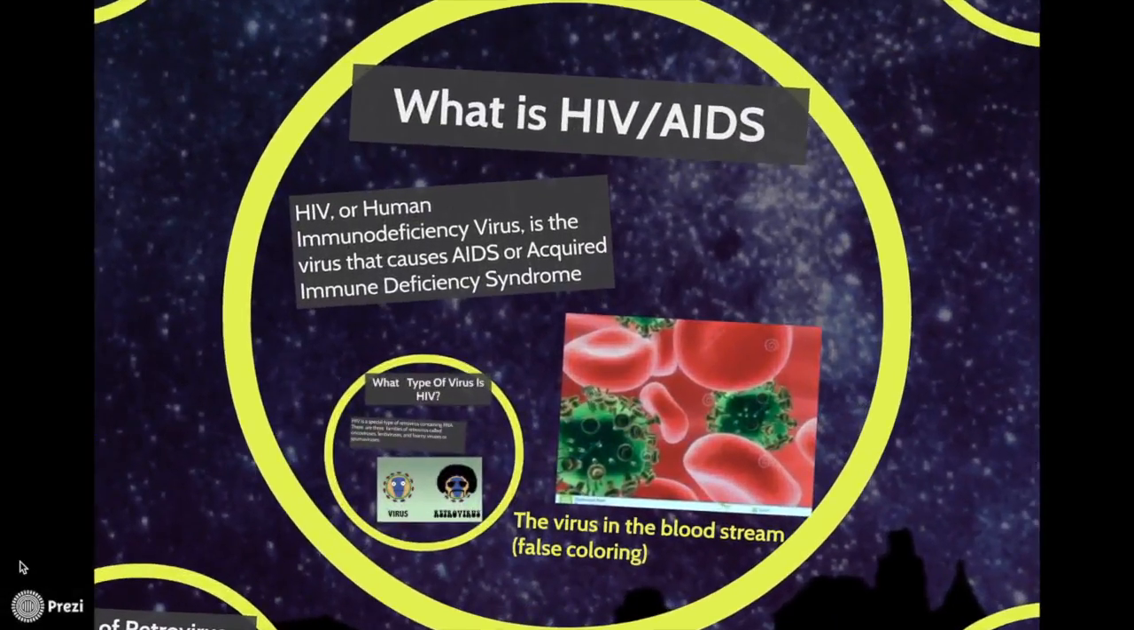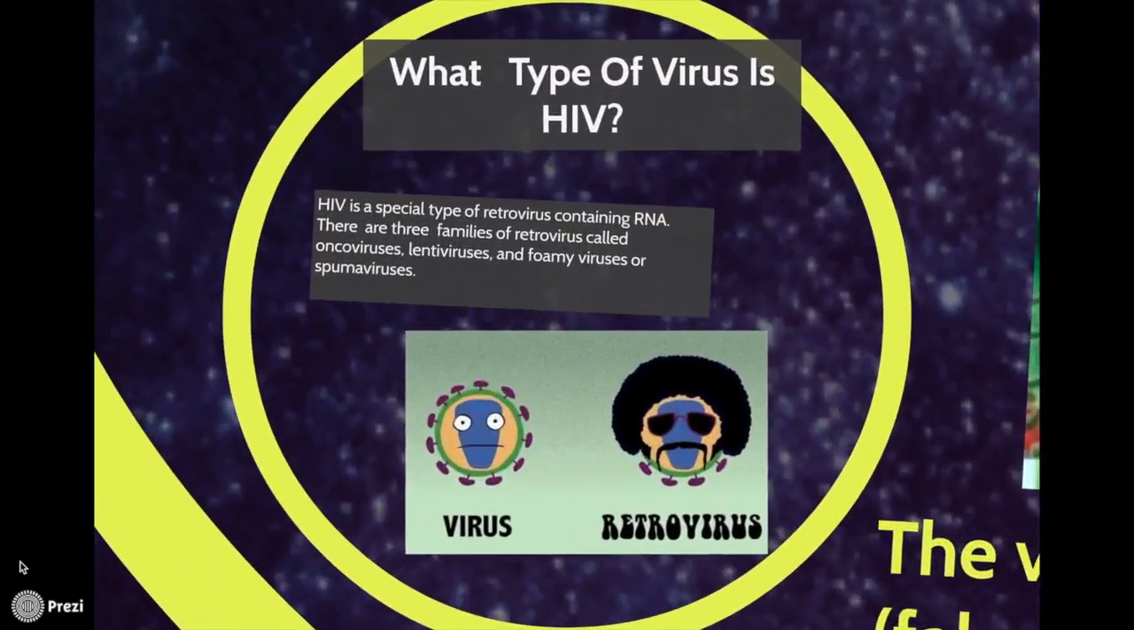What is HIV/AIDS? HIV, or human immunodeficiency virus, is a virus that causes AIDS, or acquired immune deficiency syndrome. What type of virus is HIV? HIV is a special type of retrovirus containing RNA. There are 3 families of retroviruses called oncoviruses, lentiviruses, and spumaviruses.